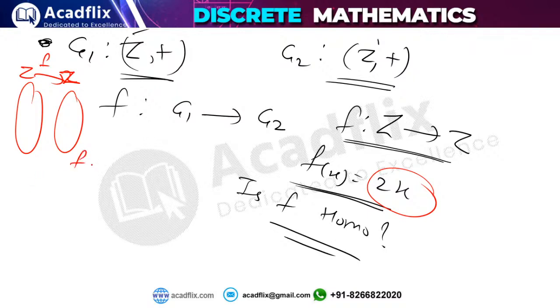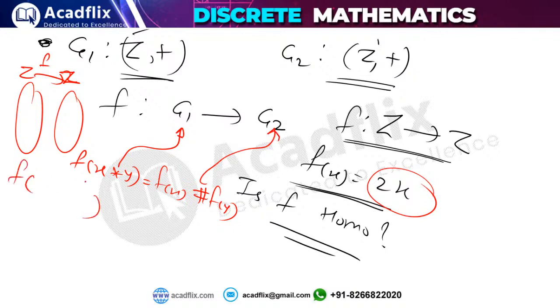What is the property? This is the property we must satisfy: f(x star y) is equal to f(x) hash f(y). This star is the operation of G1 and this hash is the operation of G2. Let's check. What is star? Star is plus, because the operation of G1 is plus. So f(x plus y) is equal to f(x) plus f(y), since hash is the operation of G2, that is also plus.